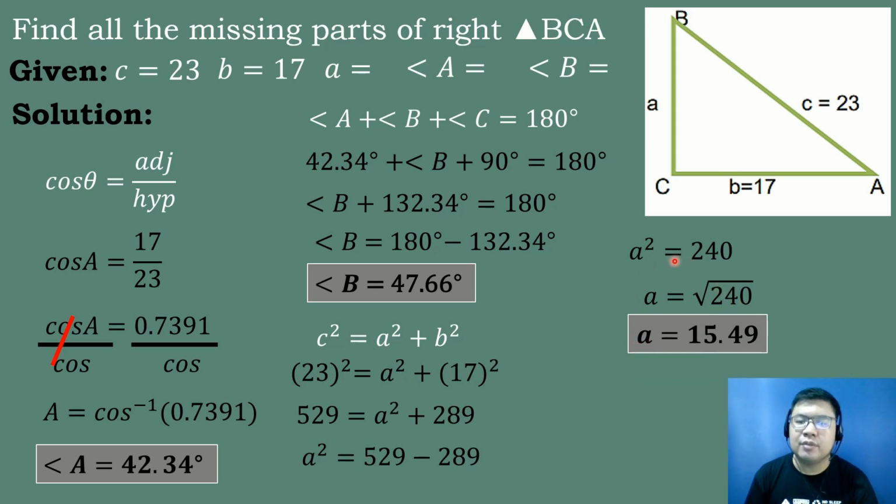So A squared is equal to 240. Take the square root of both sides. So squared and square root will be cancelled out. So A will be equal to the square root of 240. And the square root of 240 is equal to 15.49. So the measure of side A or segment BC is equal to 15.49.